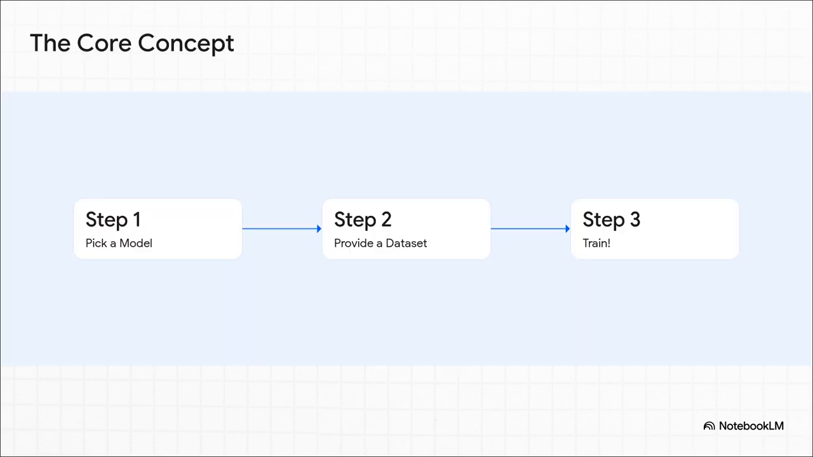Let's just boil that down. Conceptually, it's really just 3 simple steps. First, you pick your model. That's your brilliant new hire. Second, you give it the training material, your dataset. And third, you just kick off the training. The SFT Trainer is designed to handle all the complicated stuff in between.